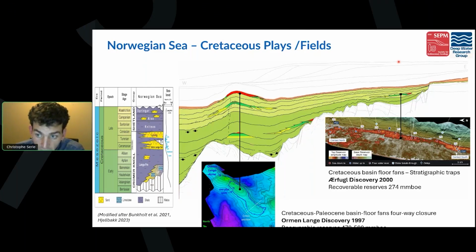So in this area, a lot of fields have been discovered, and some quite large discoveries. You have the Aasta Hansteen discovery in 2000, about 300 million barrels of oil recoverable, and about 50 to 60 kilometers long along the paleo slope. And then in other places, you have four-way closures, like the Ormen Lange field with almost 600 million barrels of oil equivalent.